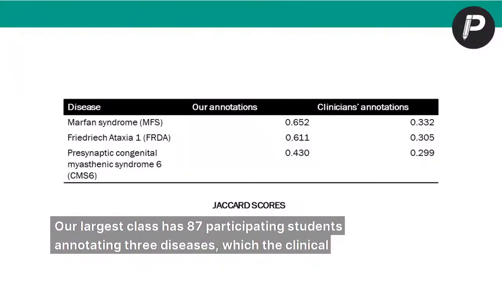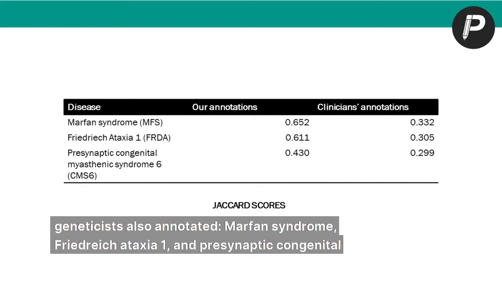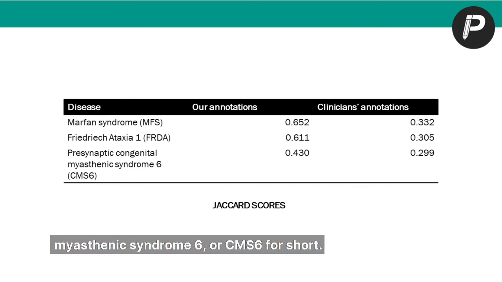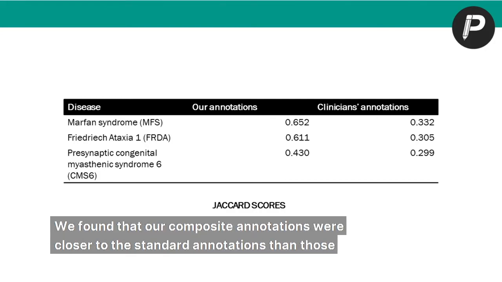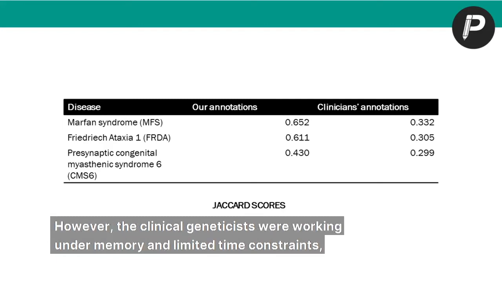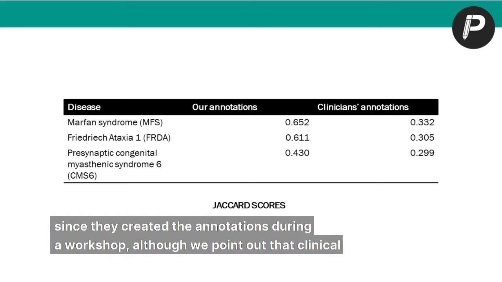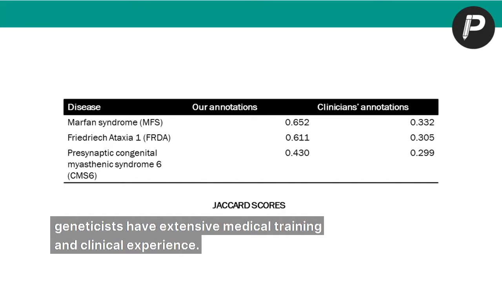Our largest class has 87 participating students annotating 3 diseases, which the clinical geneticists also annotated: Marfan syndrome, Friedreich ataxia 1, and presynaptic congenital myasthenic syndrome 6, or CMS6 for short. We found that our composite annotations were closer to the standard annotations than those put together by clinical geneticists. However, the clinical geneticists were working under memory and limited time constraints, since they created the annotations during a workshop. Although we point out that clinical geneticists have extensive medical training and clinical experience.